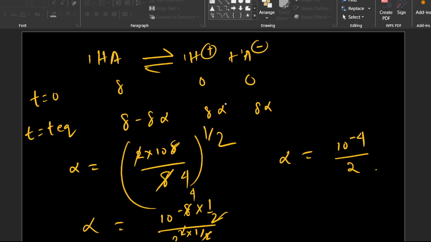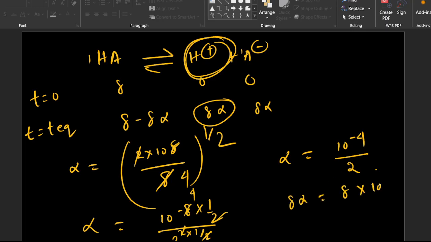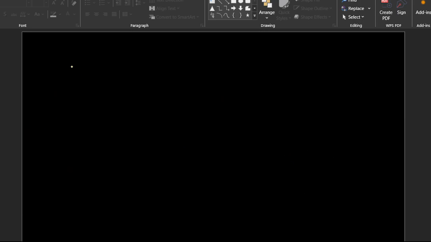So as we have to calculate the pH, we need the H plus concentration. So that is 8 alpha equal to 8 into 10 raised to minus 4 by 2. So this cancels, that is 4 into 10 raised to minus 4. Okay, so we get 8 alpha equal to H plus concentration equal to 4 into 10 raised to minus 4.